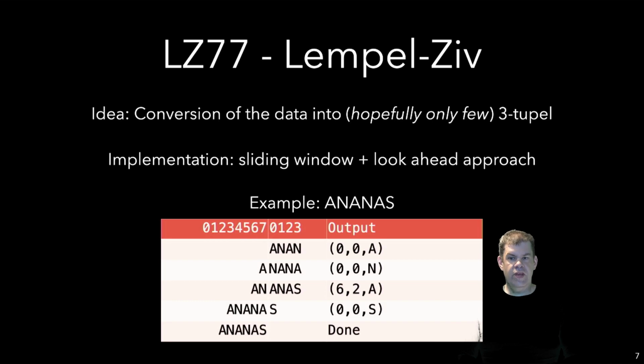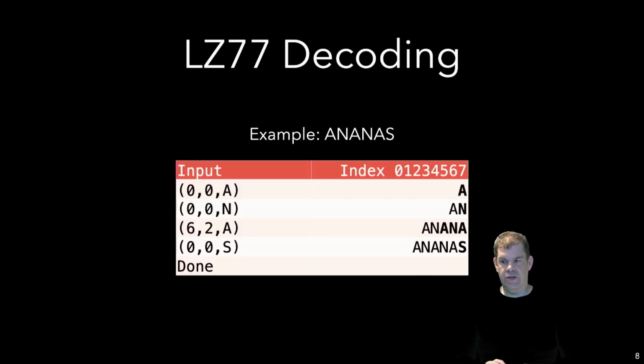But let's look at how to decode the thing. If we're decoding, all we have is 00A, 00N, 62A, 00S.